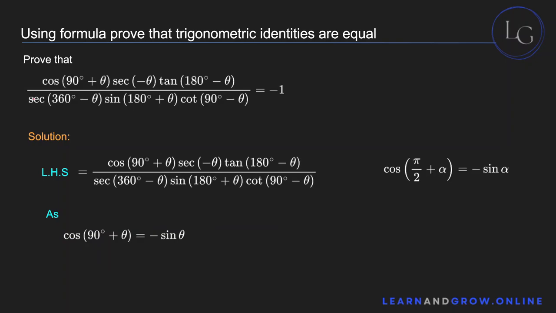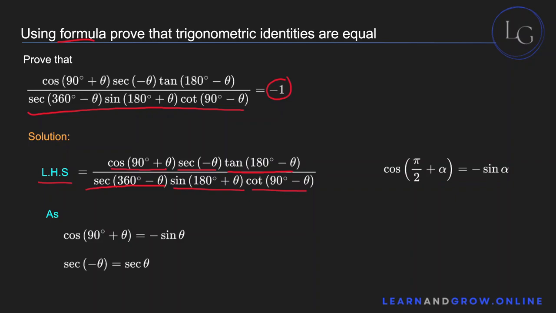We need to prove that the left-hand side over here is equal to the right-hand side, which is just -1. So we need to simplify this entire left-hand side in a way that gives us -1 in the end. We're using the formula to prove that the trigonometric identities are equal. Let's look at the left-hand side. We need to look at each individual trigonometric function over here.